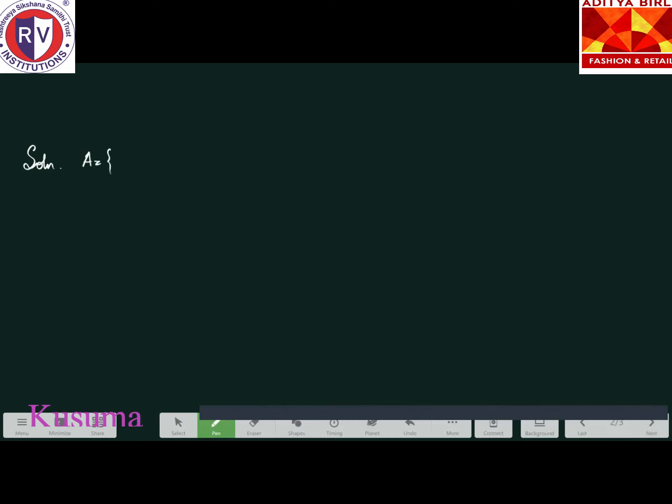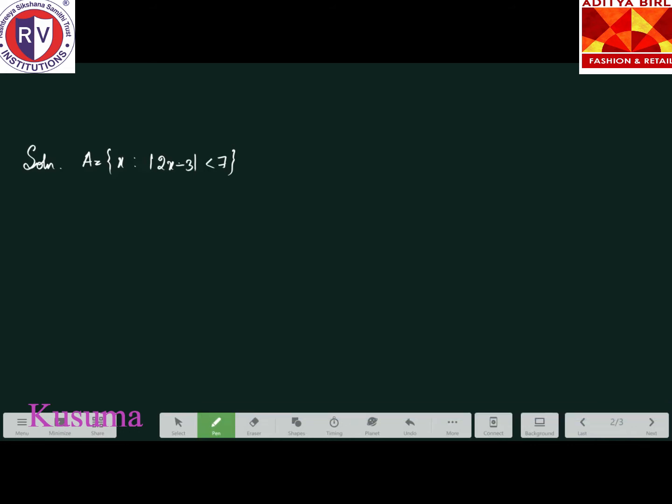Here, let us see the solution. The set A is the set of all x such that mod 2x minus 3 is less than 7. Now we are supposed to find the equivalent set. Ma'am, it's actually 2x plus 3. Sorry, it's 2x plus 3.